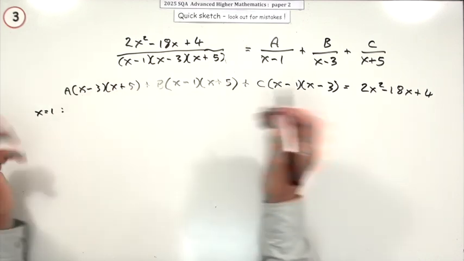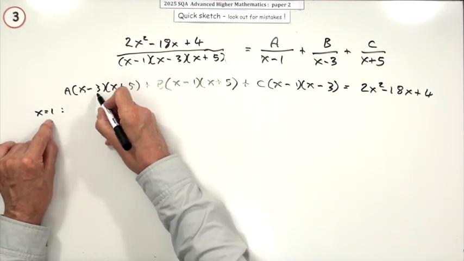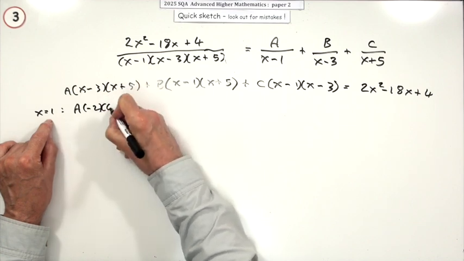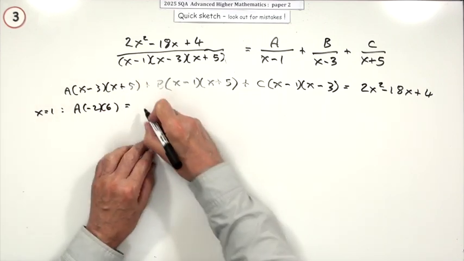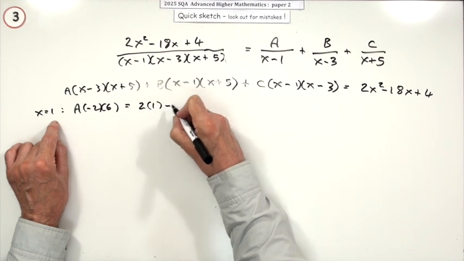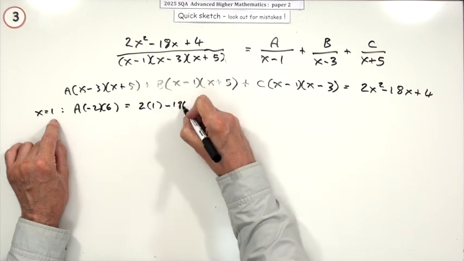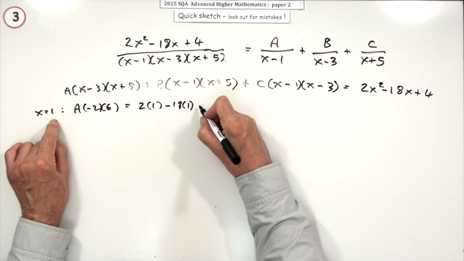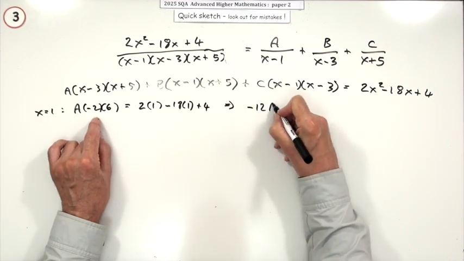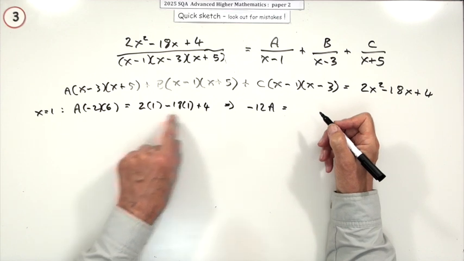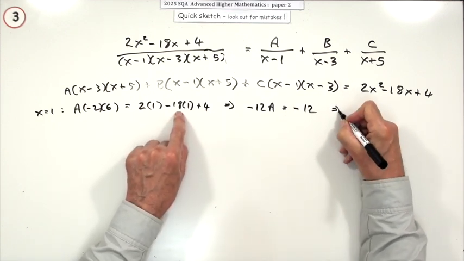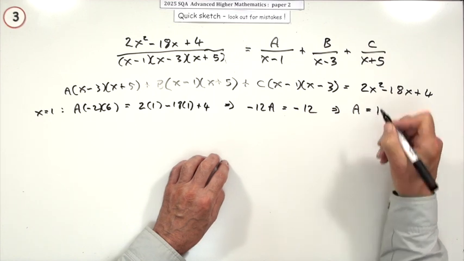So that means, there's just lots of arithmetic now. You've got A multiplied by, that would be a negative 2, that would be a 6, and over here that would be 2 times 1, 18 times 1, plus 4. So altogether you've got negative 12A equals, there's 6 away from that 18, so that's negative 12, which makes A a very nice little 1.